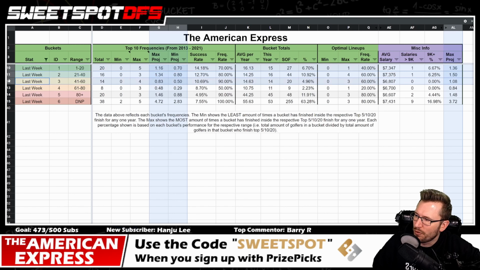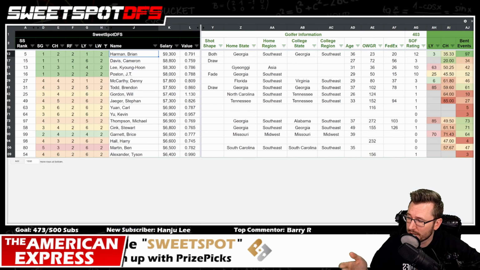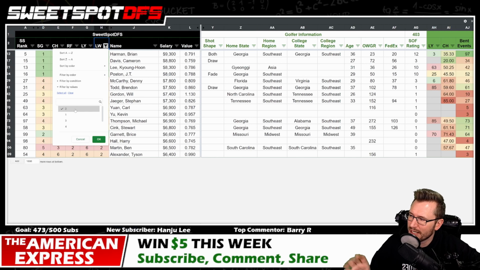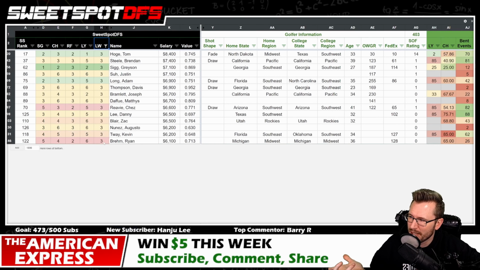Last week 3s, that 40 to 60 range. So golfers who played the Sony Open finished between 40 and 60. We're projecting anywhere between 0 to 2, just like the other 2 buckets. So this is kind of like the last week buckets. It's kind of just a pick and choose. Don't feel afraid of playing golfers from the Sony Open, but also don't load up on them either.